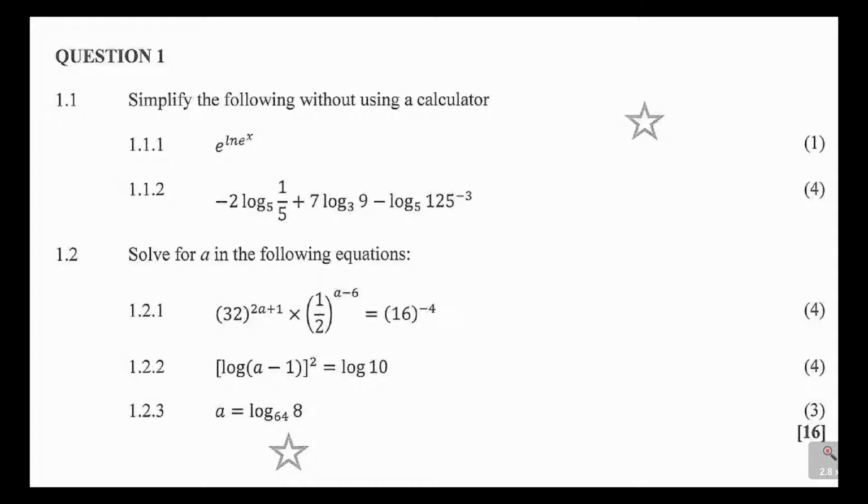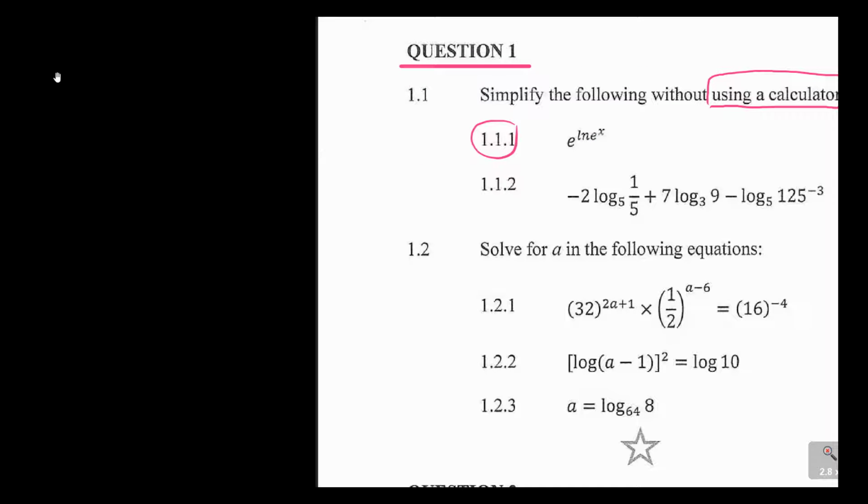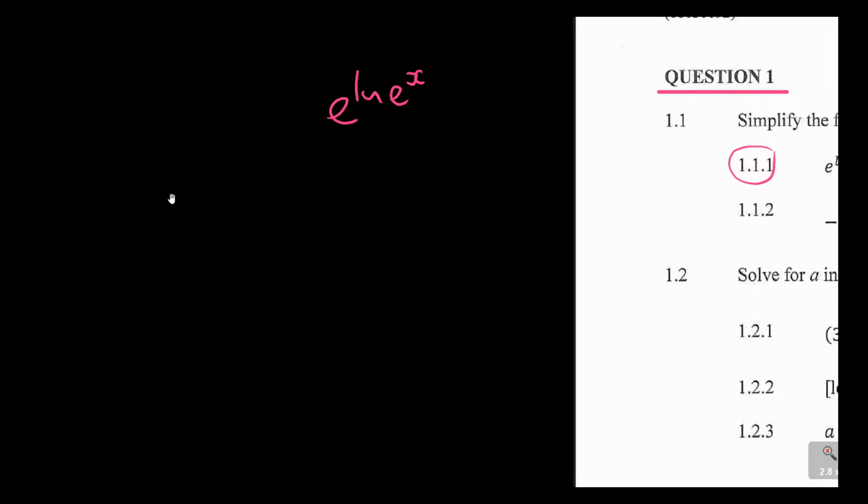Now let's look at question 1. Question 1 says simplify the following without using a calculator, and you are given 1.1.1 here. ln, if I can write this, it's ln e to the power of x. See this? So now you are given this, it's 1 mark.